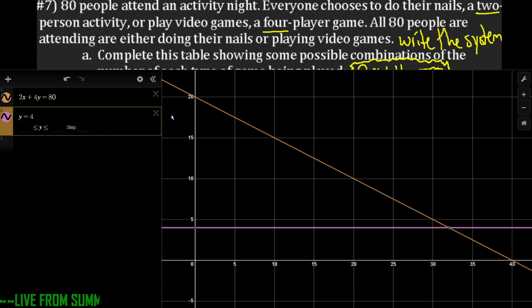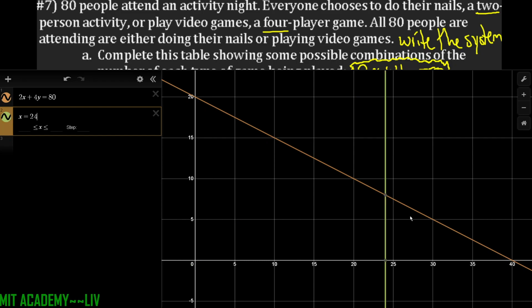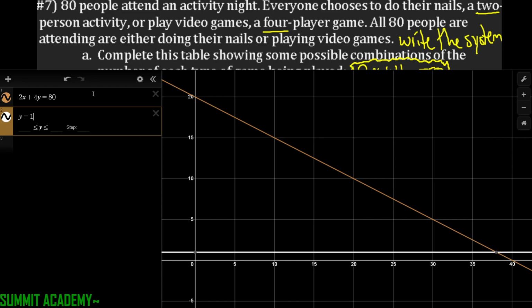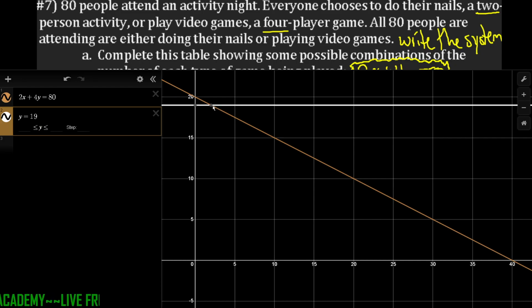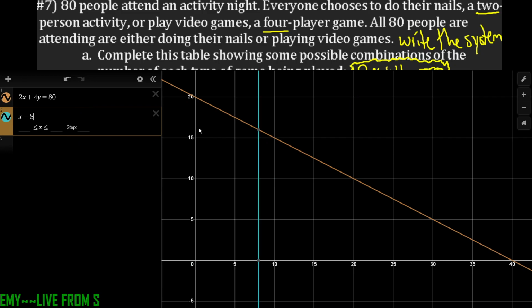We said the next one was when x equals 24. What is it? Well, our y value was 8. Then we said when y equals 19. Again, I'm just checking all of our answers. Our point was 2, 19. And the last one was when x equals 8. Our y value should be 16, which is what it is. So be able to solve for those variables by plugging them in or by graphing them out. Either way will work.